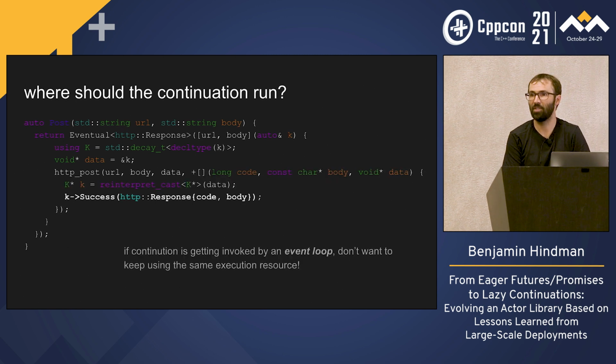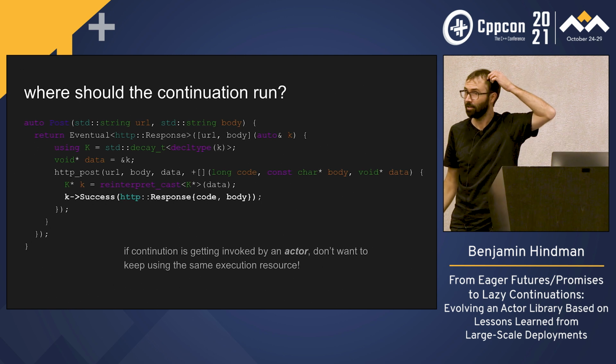If it's using the event loop, that's really unfortunate. That's probably not what we want. We want to get off the event loop, right? The whole point of the event loop is so it can process events. So if we keep executing a bunch of things in the event loop, that's no good. And if it's an actor, we also want to get off the actor, right?